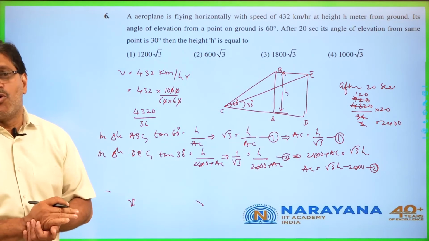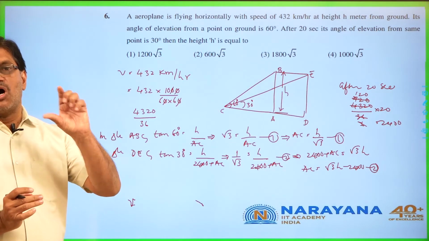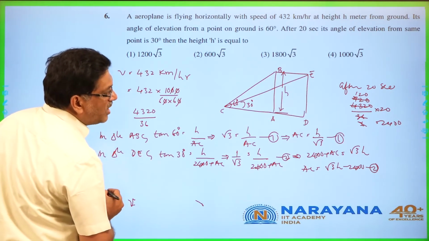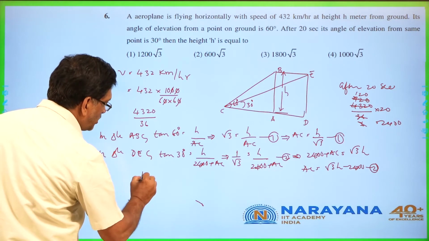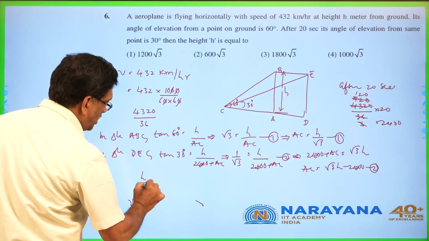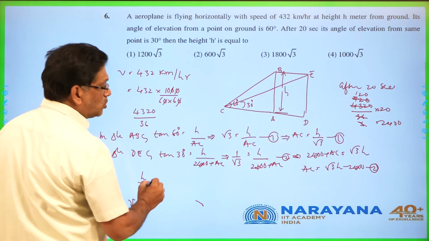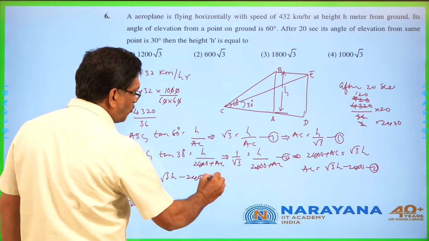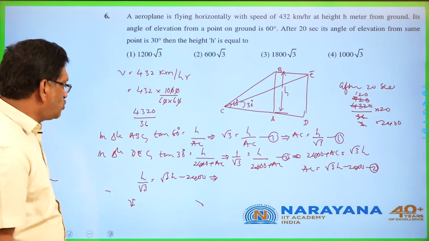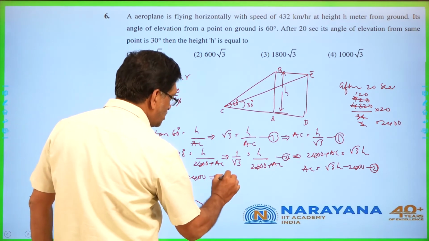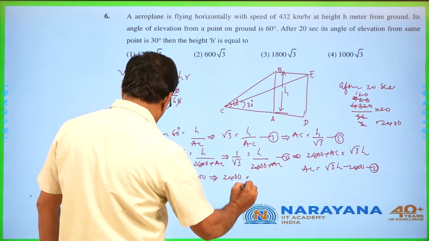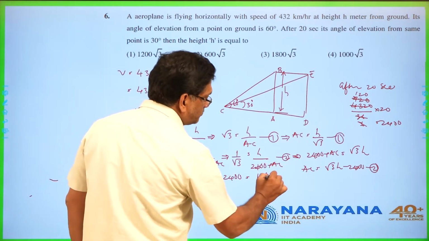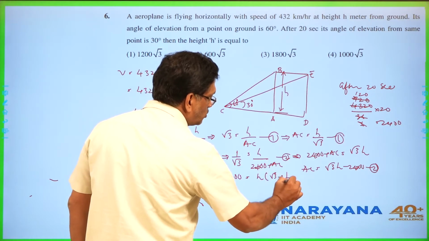As ultimately we want the height of the plane at which it is initially, equate these two. When you equate the first one, H by root 3 is equal to root 3 H minus 2400. Let us send it to the other side. That is, 2400 equal to H into root 3 plus 1 by root 3.